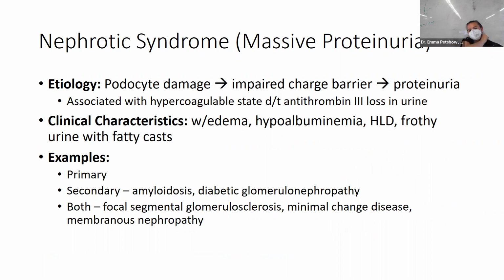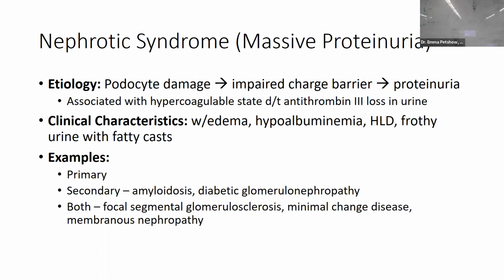Nephrotic syndrome, massive proteinuria. So again, I said inflammation for nephritic; nephrotic is massive proteinuria. With nephrotic syndrome, we're going to see podocyte damage, so local cell damage, which is going to impair our charged barrier and lead to protein excretion through the urine. Think about it: if our filtration barrier's charge is disrupted, it holds less protein in. It's going to allow more protein to escape through urine, which is why you have proteinuria.